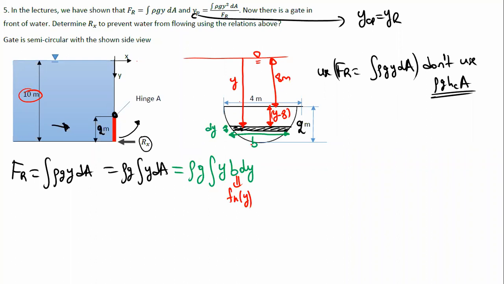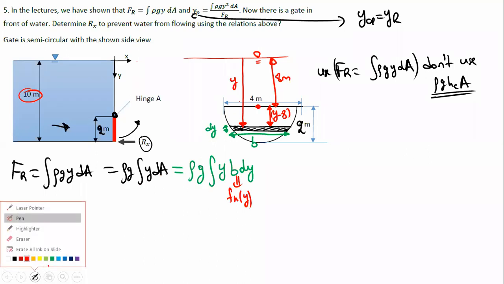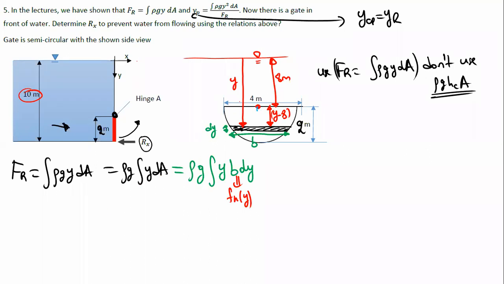Now I'm trying to express b with y minus 8. So I will take the center of it, and I will add one more coordinate here. This one is that coordinate, which is y minus 8. And then I will have this coordinate, and that coordinate here. You can see the coordinates. So this part is y minus 8, and this part is b by 2.